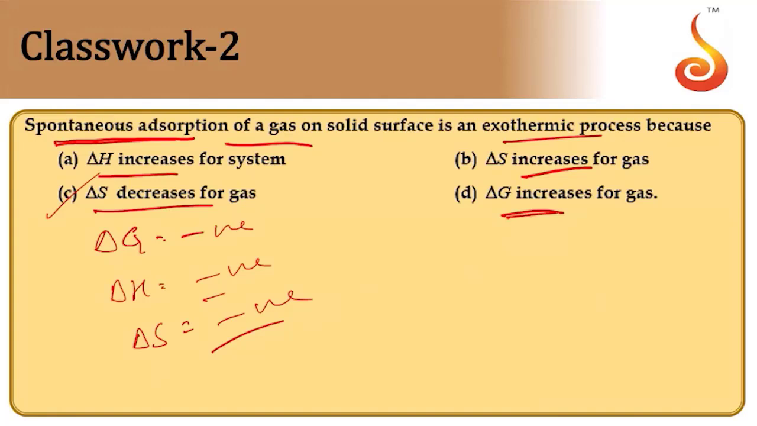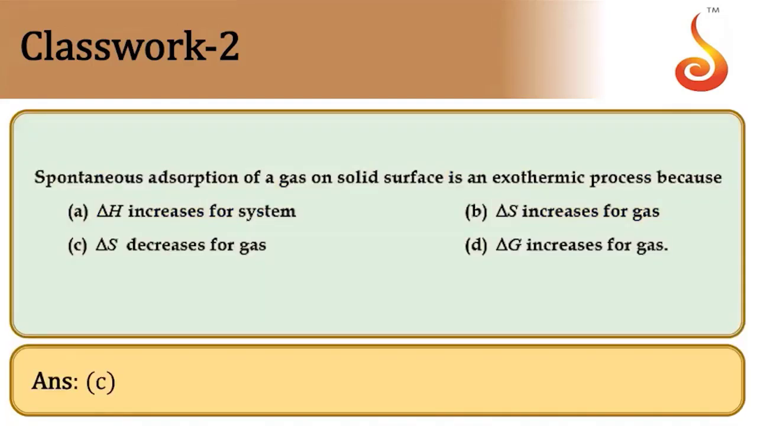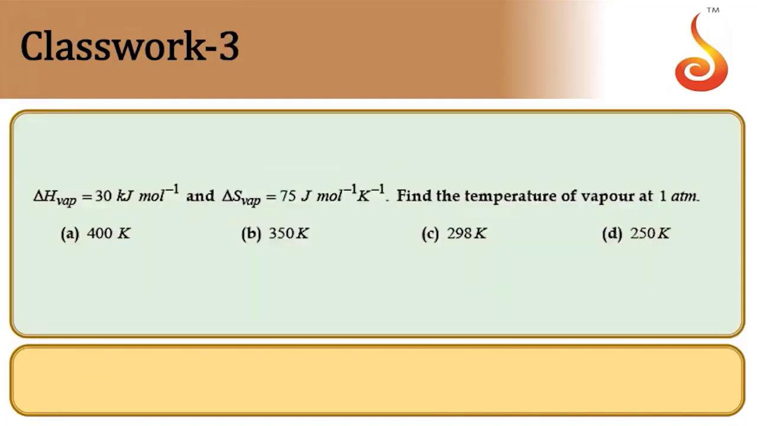So a spontaneous process means delta G negative. Adsorption means settling on the surface, thereby entropy gets reduced. Exothermic means delta H value must be negative. Therefore, the answer is option C.